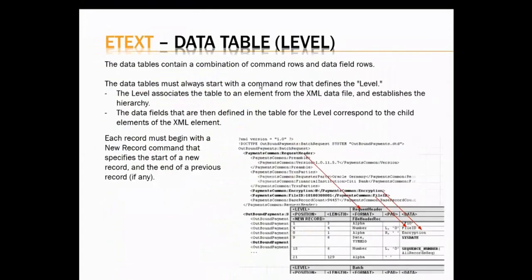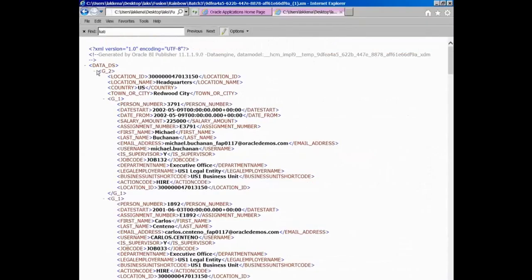Okay, so what will the level do here in the ETEXT template? This level associates the table to an element from the XML data file that establishes the hierarchy. To establish the hierarchy, we have to use the level basically. So if I say level G2, it means it starts with the parent level.